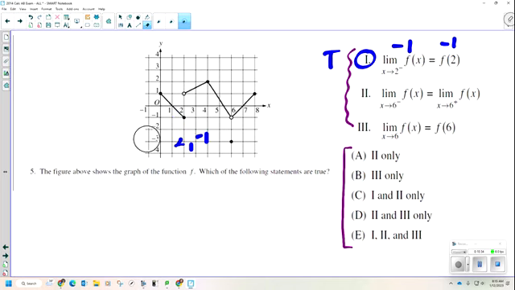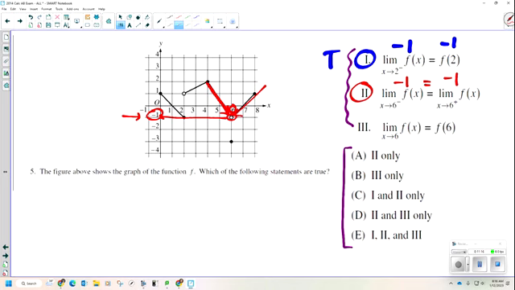Let's erase this, and let's take a look at the second one. The second one now I'll do in red. The limit as I approach 6 from the left. Here's 6. As I approach it from the left side, that also has a limit of -1. Does that equal the limit as I approach 6 from the right? Maybe. The right side is coming this way. That also approaches -1. That's good. Doesn't matter if it's a hole or not. It's what it's pointing to. So that is true.